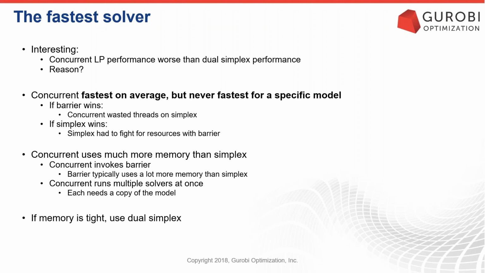Of course, like I said, concurrent uses much more memory, so each algorithm needs its own memory. So it's a good idea to try out if concurrent is really the best thing for your model. In a situation where memory is tight, of course, we always recommend to use only dual simplex because it uses much less memory than barrier.